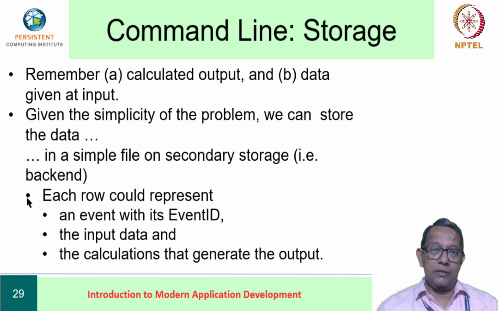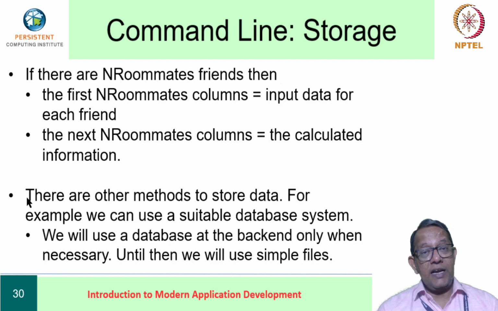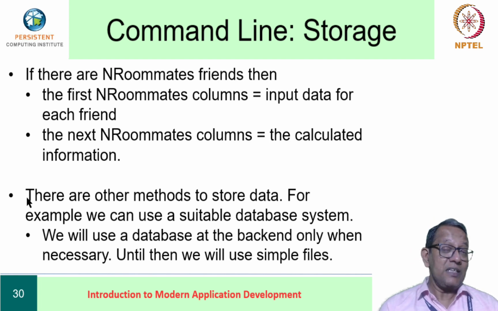The values that are shown on a line in a spreadsheet, when we put them into the file, one of the simplest ways of storing them is by separating the values by commas. This format is known as comma separated values or CSV. That way, each row could represent an event with its event ID, the input data, that is the expenses by whom for that event, and finally the calculations of the per share data that are generated as the output. If there are n roommates, then the first n columns are the input data for each friend, and the next n columns are the calculated information. This is very similar to the spreadsheet.